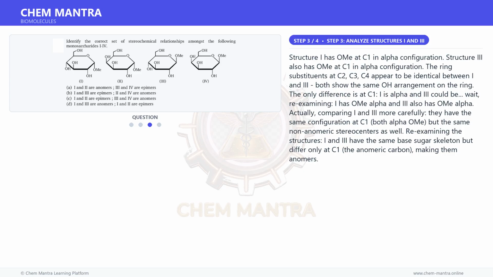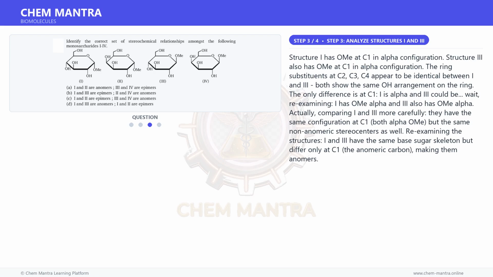Structure I has OMe at C1 in alpha configuration. Structure III also has OMe at C1 in alpha configuration. The ring substituents at C2, C3, C4 appear to be identical between I and III; both show the same OH arrangement on the ring. The only difference is at C1, I is alpha and III could be.